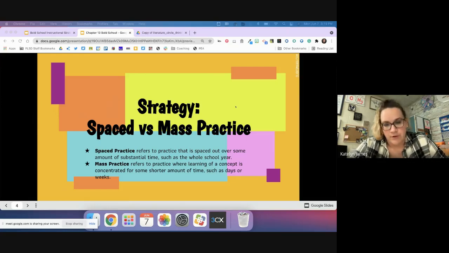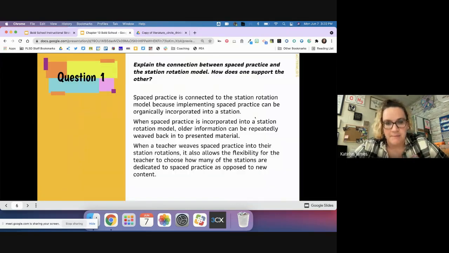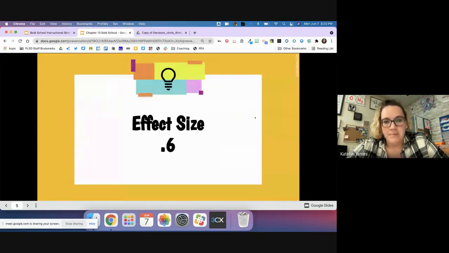Mass practice just refers to practice where learning a concept is concentrated for a shorter amount of time, like days or weeks, and then spaced practice would be throughout the entire school year. The effect size is 0.6. So I know we've talked a little bit about how that's pretty substantial for what we want them to learn.